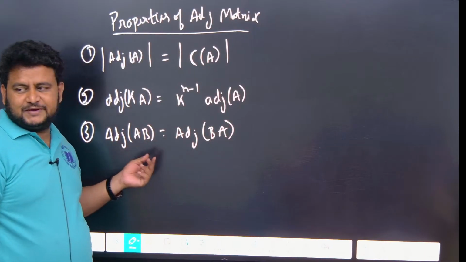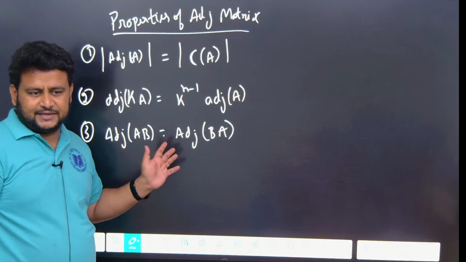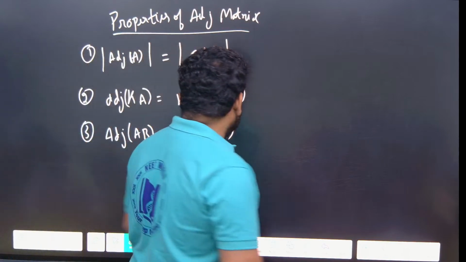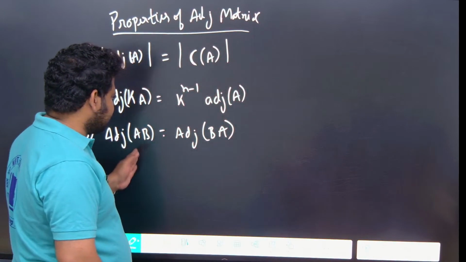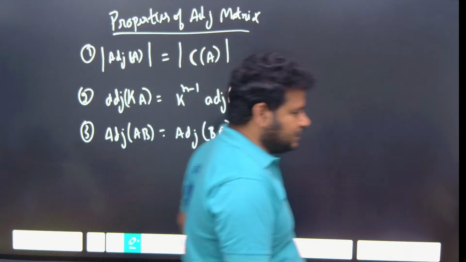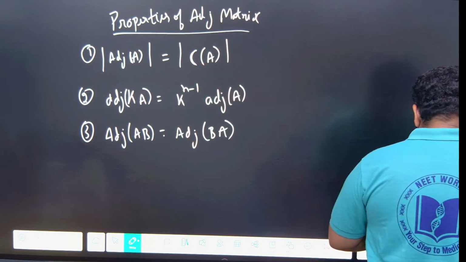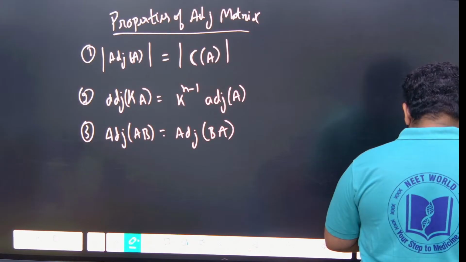Then adjoint of AB is equal to adjoint of BA. Clear? Then don't cancel the adjoint and write AB equal to BA. That you should not do. Okay, don't be over smart. Clear? Next we will write the properties for the inverse of a matrix.